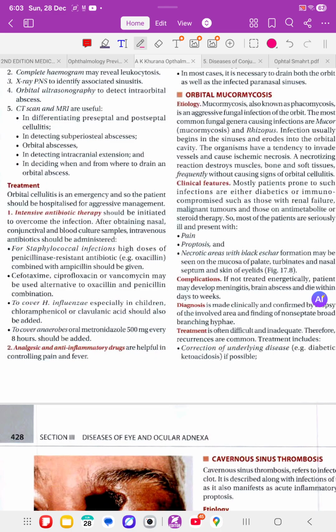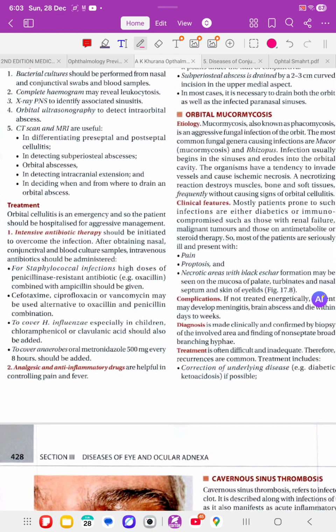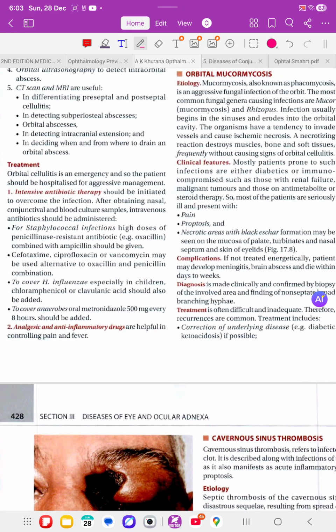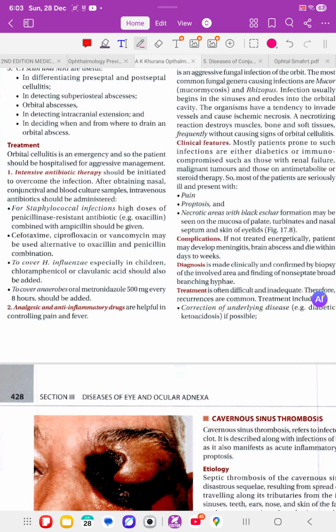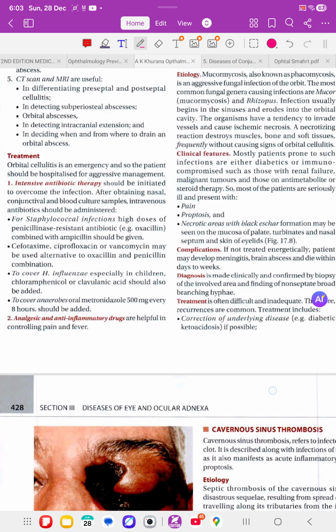Orbital cellulitis is an emergency, so the patient should be hospitalized for aggressive management. Intensive antibiotic therapy: for staphylococcal infection, high doses of penicillinase-resistant antibiotic combined with ampicillin should be given. Cefotaxime, or other cephalosporins, or for methicillin resistance, we can give vancomycin. If they are penicillin resistant, we can give antibiotics like that. To cover H. influenzae, chloramphenicol or clavulanic acid should be added. To cover anaerobes, oral metronidazole 500 milligrams every 8 hours.